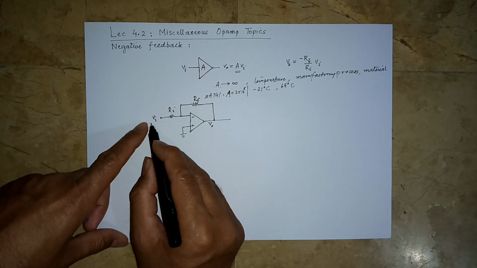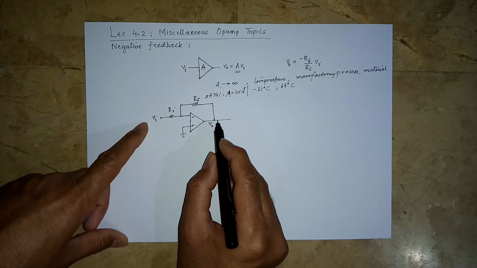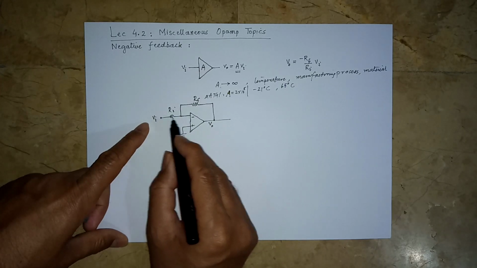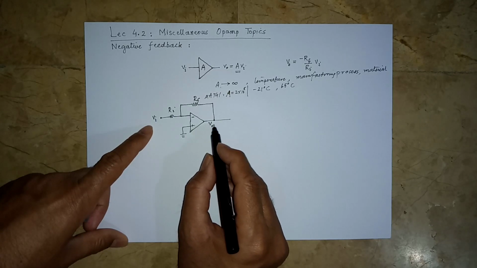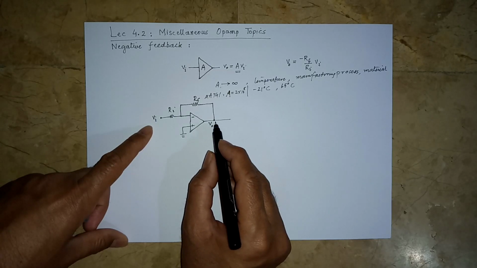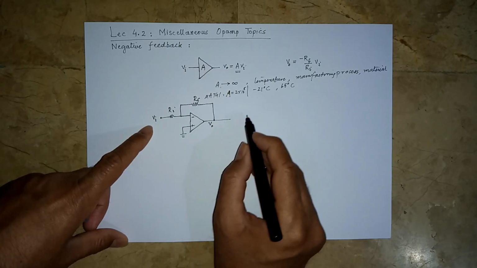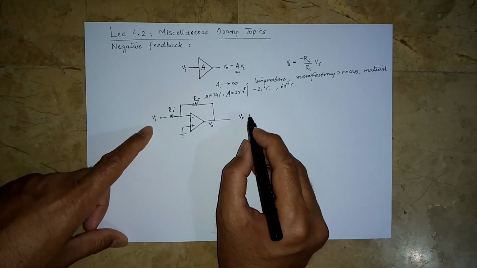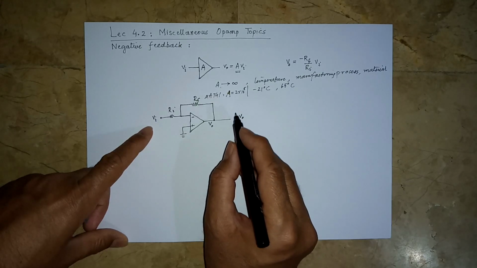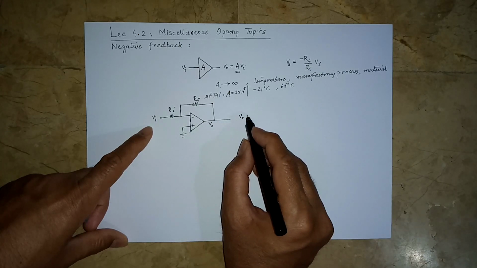So the input is reduced. A is trying to increase the output, but the reduction in what is being amplified basically reduces the output, or does not allow the output to change very much. So in this way we get an output that is not dependent on A, and this is a big achievement.